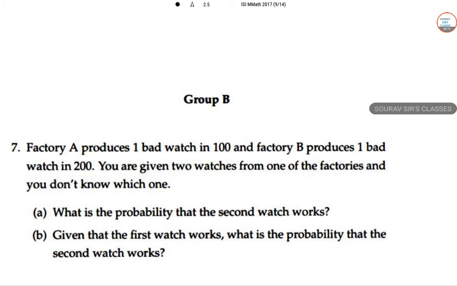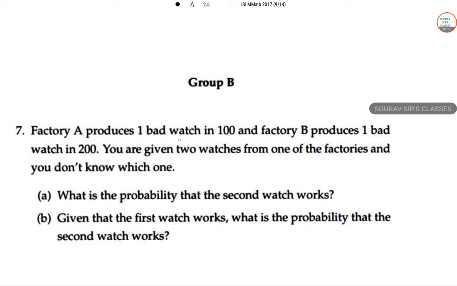A factory A produces one defective watch out of 100, and factory B produces one defective watch out of 200. You are given two watches from one factory, the same factory for both. What is the probability that the second watch works, given that the first watch works? And what is the probability that the second watch works?